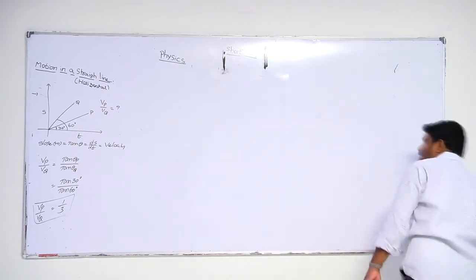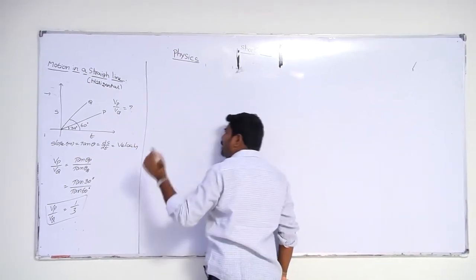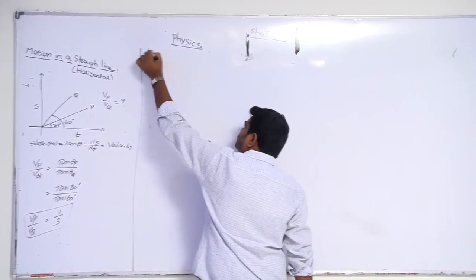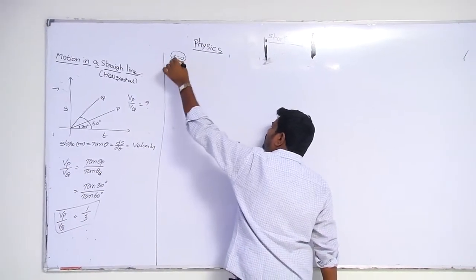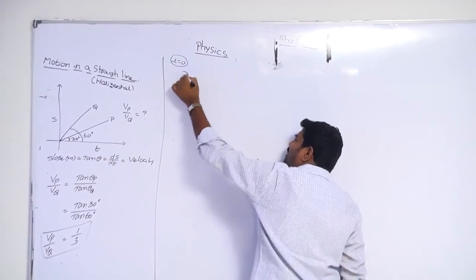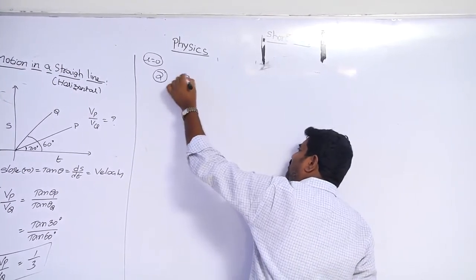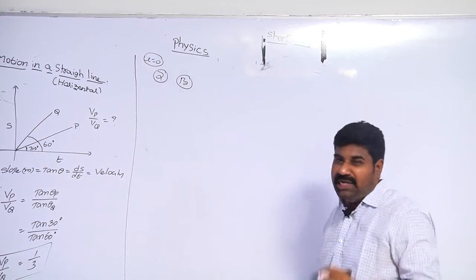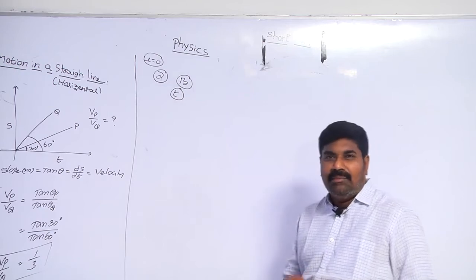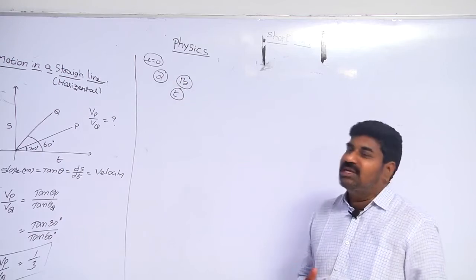Now, for example, another problem, an application based on the graphs. Here, for example, if a body starts from rest, accelerates with an acceleration alpha for some time, decelerates with an acceleration beta for some time, and comes to rest. The total time of the journey is t. Then what is the maximum velocity achieved by the body, and what is the total displacement of the body?